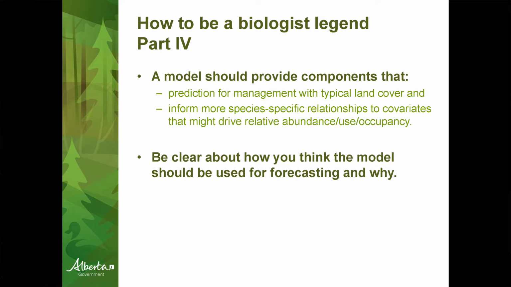The other 2 pieces of advice we got were: if your model can predict, for management on typical land cover, what that impact is going to be, then inform more species-specific relationships to covariates that might drive abundance or use or occupancy. And when you're concluding your paper, be clear about how you think this could be used in forecasting and why, because that takes all the guesswork out for us.